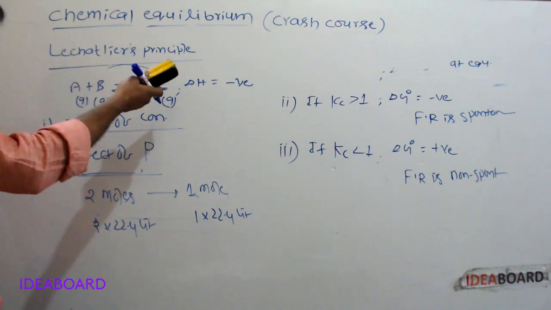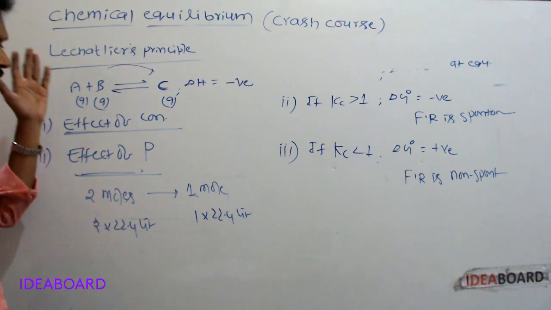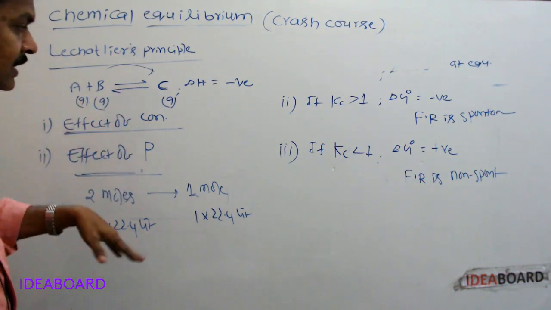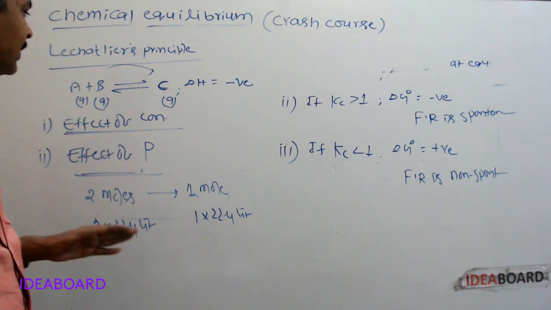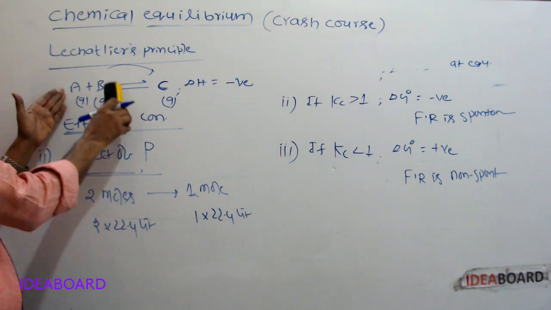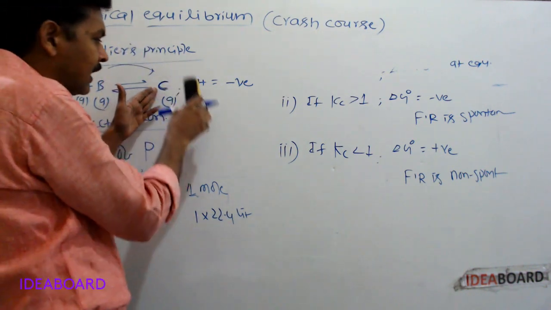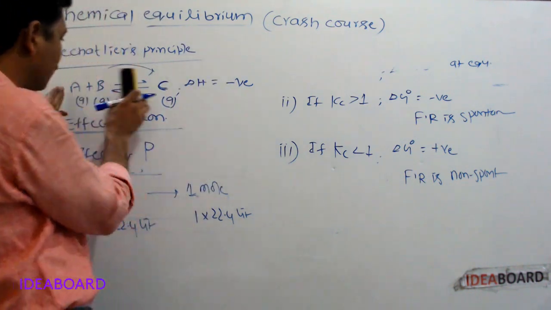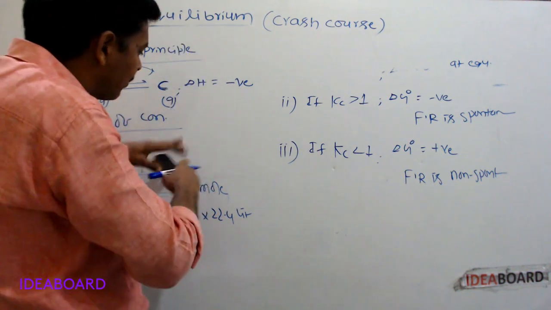If pressure increases, then equilibrium shifts in the direction in which there is a decreasing of pressure. That is, there is a decreasing of number of moles. Here 2 moles of gas means pressure will be more. Here only 1 mole of gas, so pressure will be less. Here 2 moles of gas, pressure will be more. Here only 1 mole of the gas, pressure will be less.